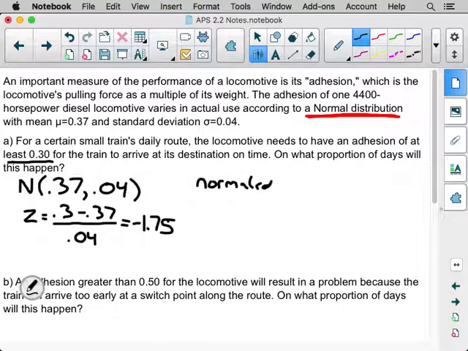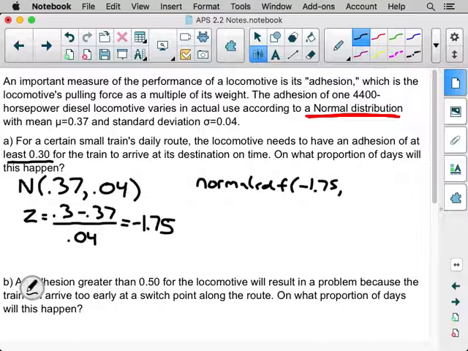So normal CDF. Now, one thing to consider is when using normal CDF, we need to know the bounds, right? Lower and upper. So if we're saying we want at least this, isn't this the lowest we can accept and then we need greater than it? Isn't that what at least means? So in this case, we're going to be starting at that negative 1.75 and then just heading on up.